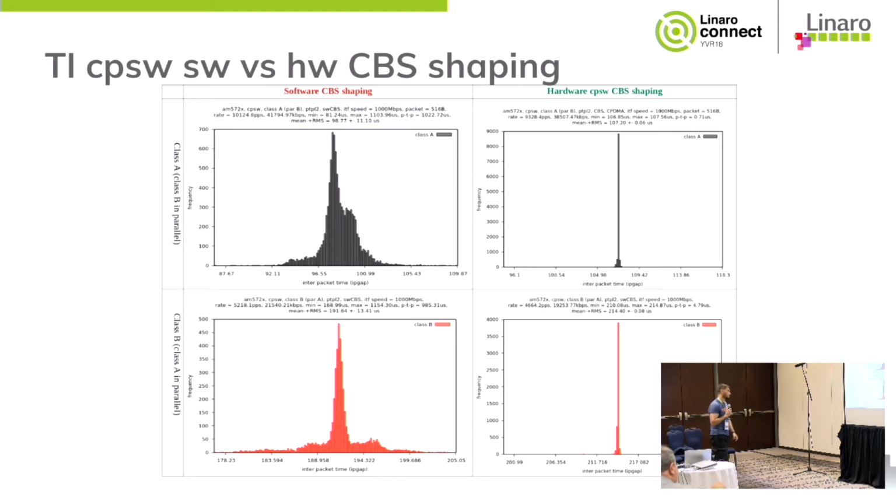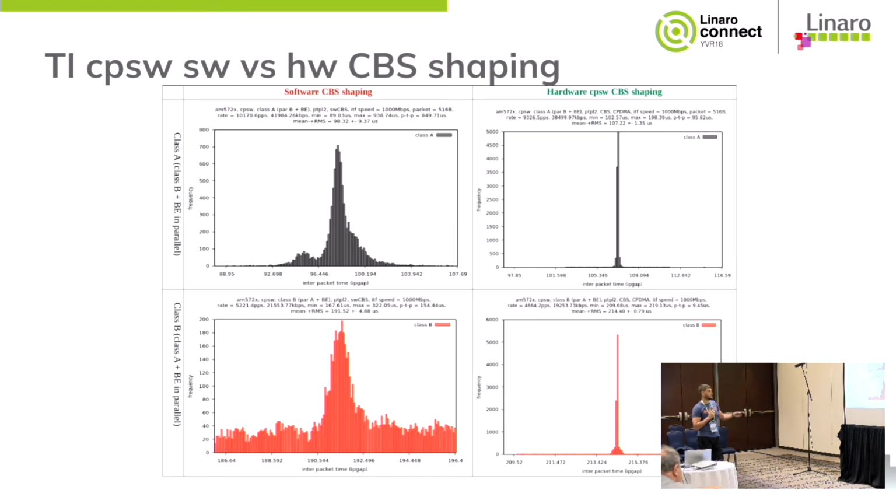Also, we did some comparison of software and hardware CBS shaper. The software CBS shaper implementation is now applied in the Linux kernel, and hardware CBS shaping for TI is also there, so we can compare them. Even without any explanations, we can see that the dispersion of the packets is greatly different. And if we compare the root mean square, we can see that it differs by more than 100 times.